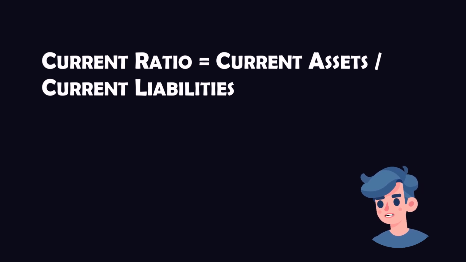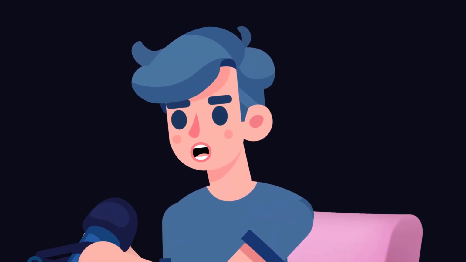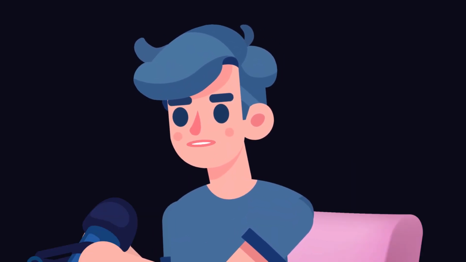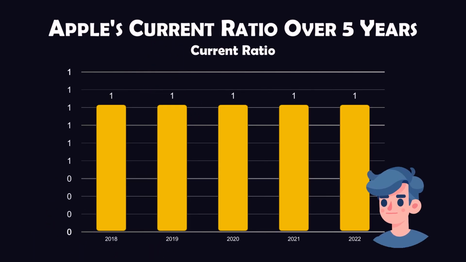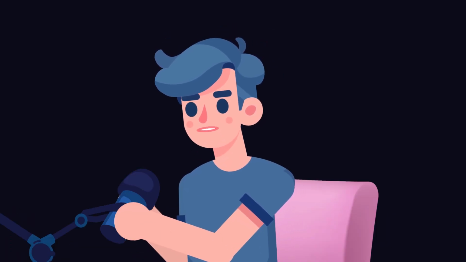An ideal current ratio is generally around 2 to 1, while the quick ratio should be at least 1 to 1. Suppose a company has current assets worth $500,000 and current liabilities worth $250,000. In this case, the company has a current ratio of 2, indicating it has twice the current assets to meet its current liabilities, which is quite healthy. Let's look at a real-world example. Apple's financial ratios from their annual report. The graph shows Apple's current ratio over 5 years. Despite slight fluctuations, Apple's liquidity has remained strong and stable.